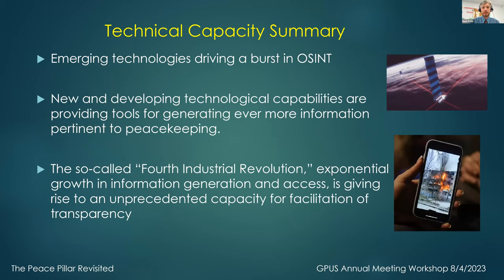Okay, so the summary of the technical capacity. The main takeaways are that emerging technologies are creating really significant, really powerful new tools. New and developing technological capabilities are providing tools for generating ever more information pertinent to peacekeeping. The so-called fourth industrial revolution is giving rise to exponential growth in available information. This has immediate implications for peace promotion. So again, the takeaway from the technical capacity: very powerful new tools potentially emerging here. Next slide, please.